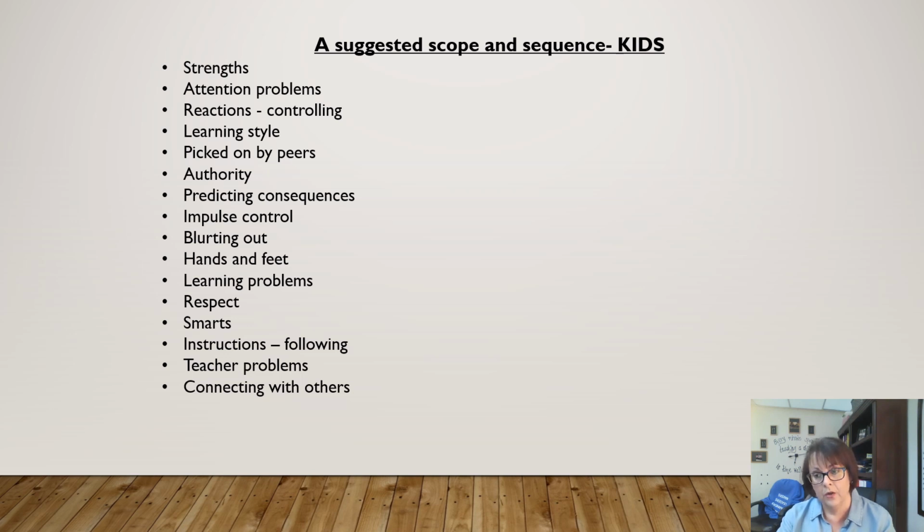This is for the kids who are grades 2 through 5. You want to start with strengths, attention problems, reactions, learning style, picked on by peers, authority, predicting consequences, impulse control, blurting out, hands and feet. And we know that's one thing that all elementary teachers, most teachers have, especially for the little ones. They have a hands and feet to yourself rule. Learning problems, respect, smarts, following instructions, teacher problems, and connecting with others.